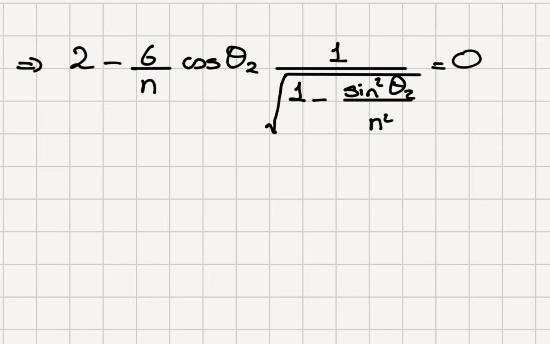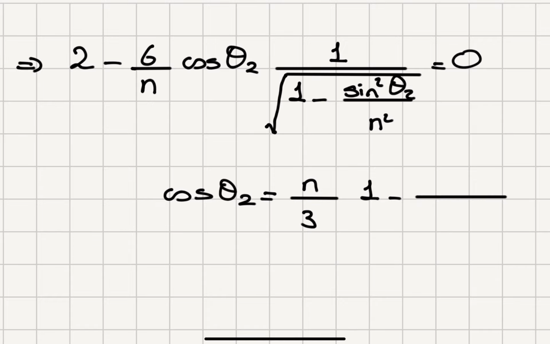So this gives us, if I isolate cosine theta 2 on the left side, cosine theta 2 is equal to, now 2 goes to the right hand side, multiplied by n divided by 6, we obtain n over 3, index of refraction over 3. Then we have multiplied by the square root of 1 minus sine square theta 2 over n square.